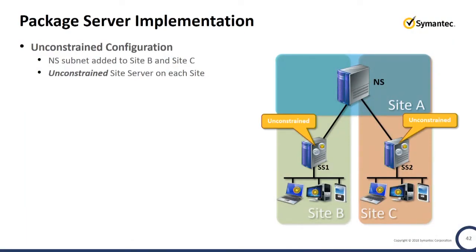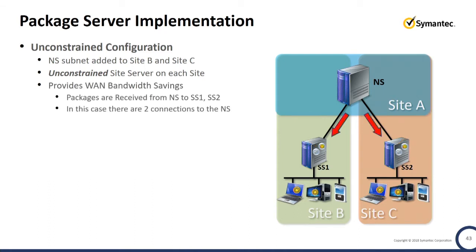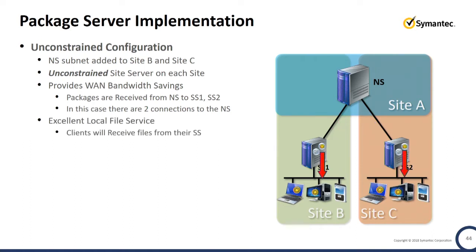What you're going to do is place a site server on each of the sites, set to unconstrained. So what does this do? This gives us WAN bandwidth savings by simply getting the packages down to the package servers. The notification server communicates to site server 1 and 2. It delivers the packages, and you have two connections to the two sites. So it's excellent local file service. The clients will receive them just from their site servers. So this is a basic configuration.